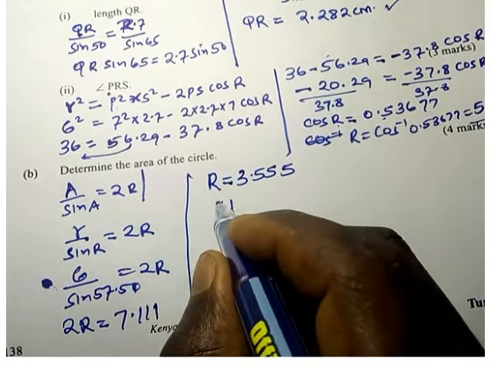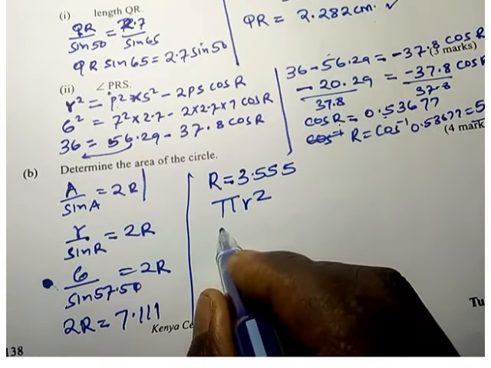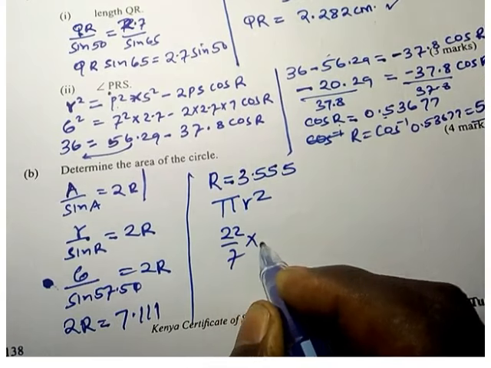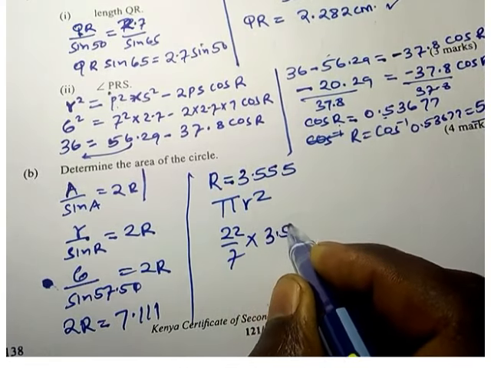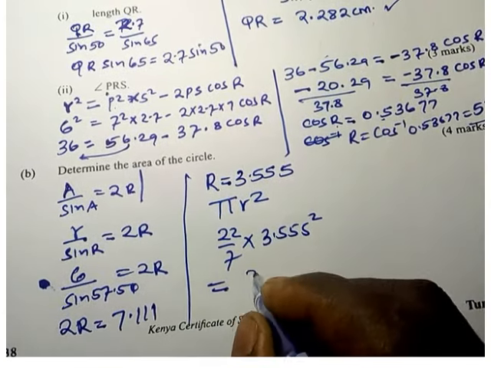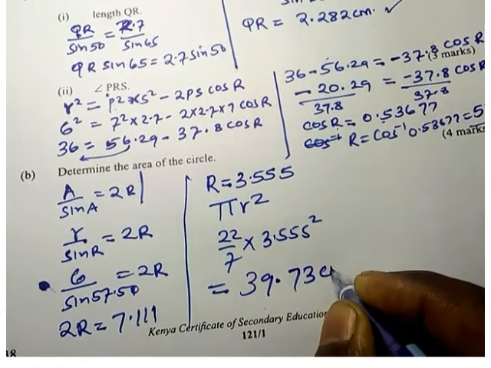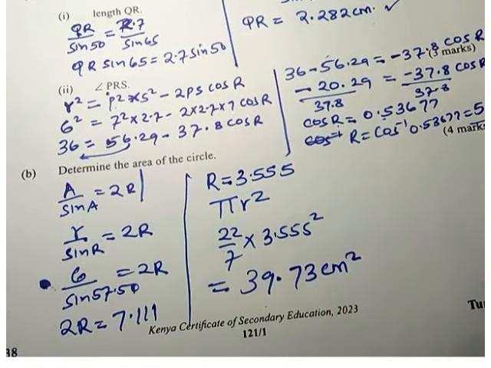But we know the area of a circle is given by pi r square, which is now 22 over 7 times 3.555 square. And this one will give us that 9.73 centimeters square.